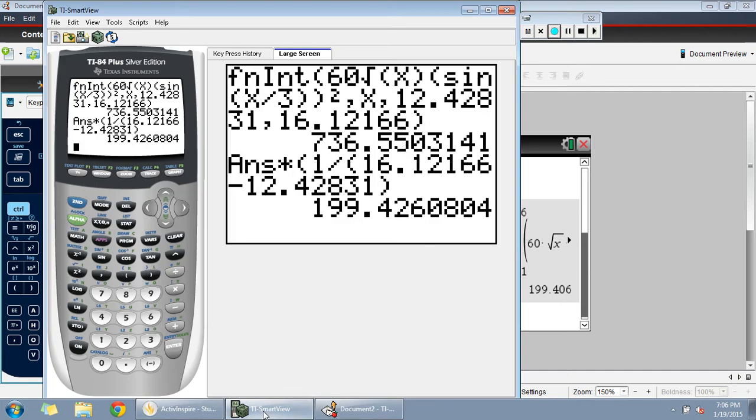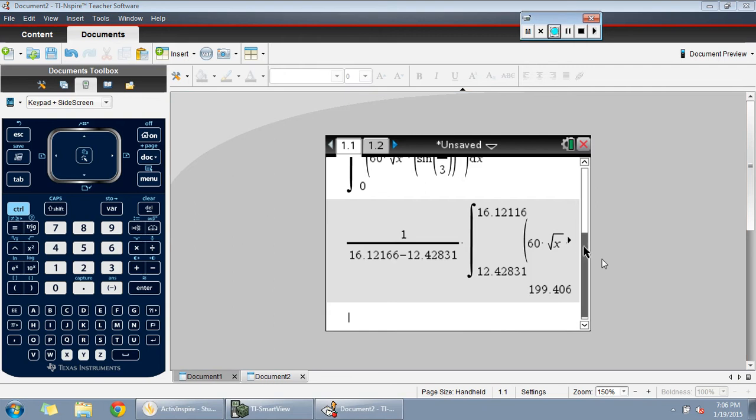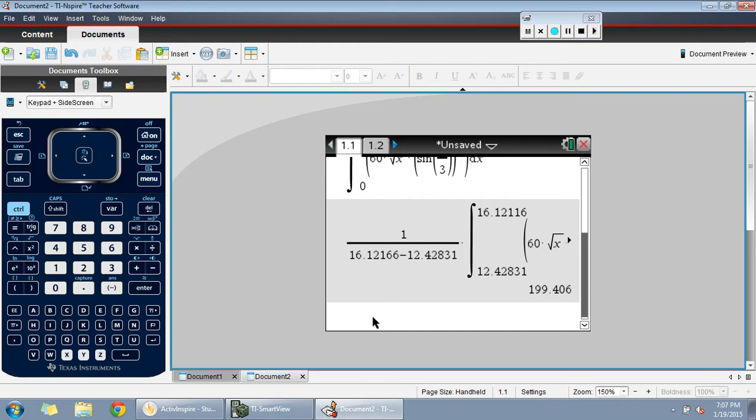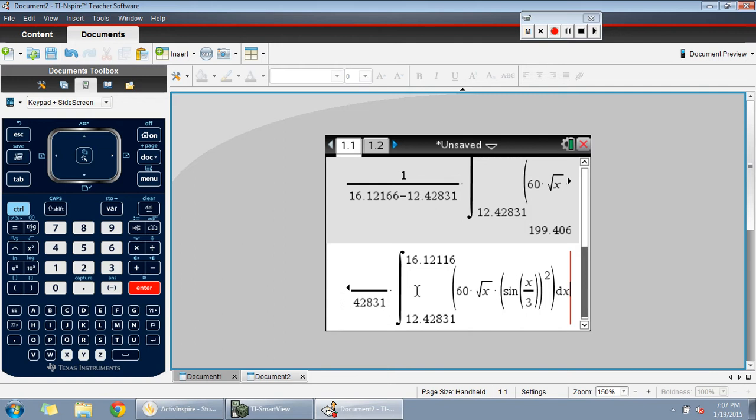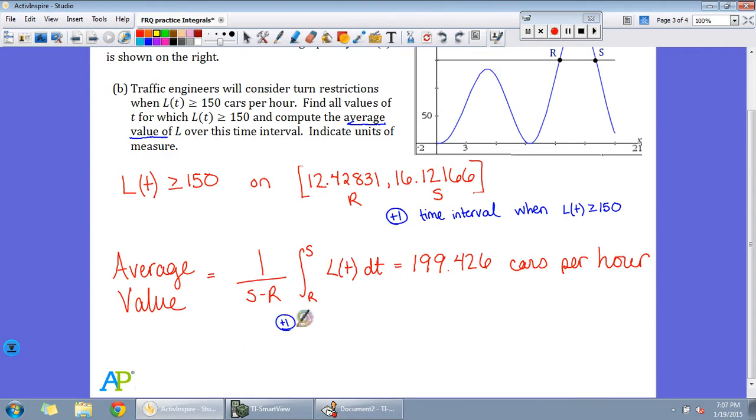Is that close? Oh, I see my mistake. I put the wrong decimal in up here, so we'll just go up and we'll fix that decimal. There we go. 199.426 cars per hour. And for scoring, we get 1 point for doing the average value integral and 1 point for the answer with units.